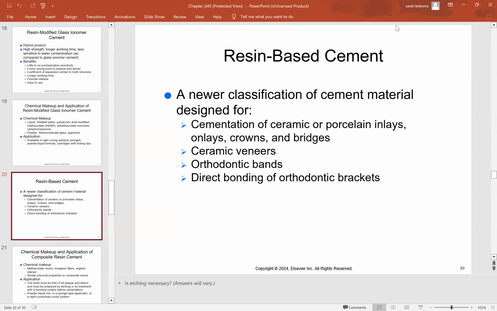For our resin-based cement, this is a new classification of cement material, and we use this for cementation of ceramic or porcelain inlays, onlays, crowns, and bridges, ceramic veneers, and direct bonding of ortho brackets.